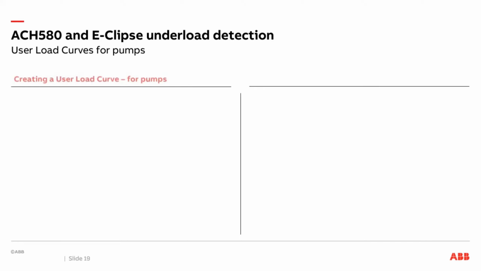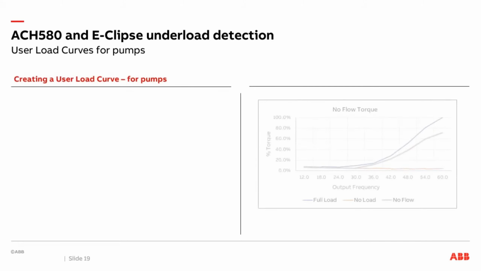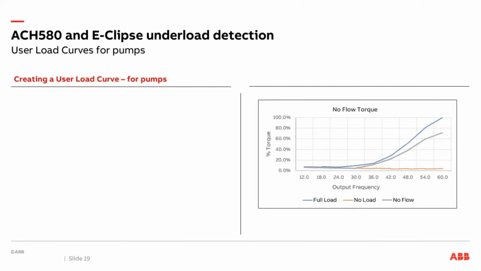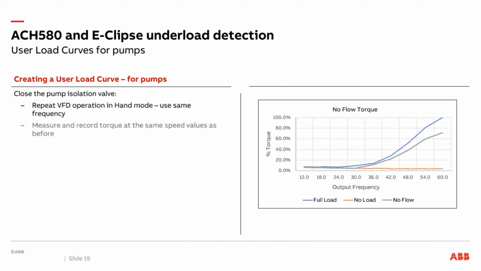To create a no-flow condition in our pump, the output isolation valve was closed. It was important to gather comparable data, so the same frequency points were used. We ran the drive and pump in hand at 6 Hz intervals, and once we were complete, the drive was shut down and the isolation valve was opened. The resulting curve is displayed on the graph in gray, and the arrow on the far right shows the motor is producing torque but no actual work.